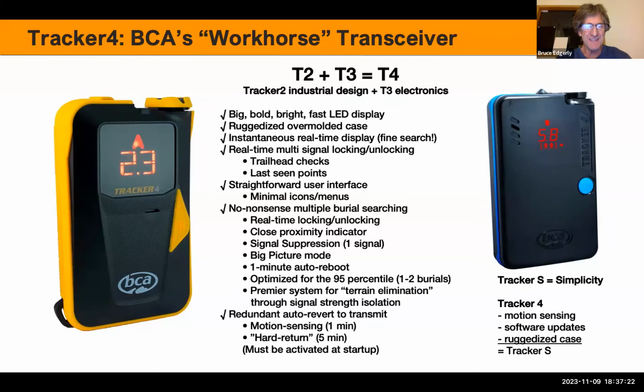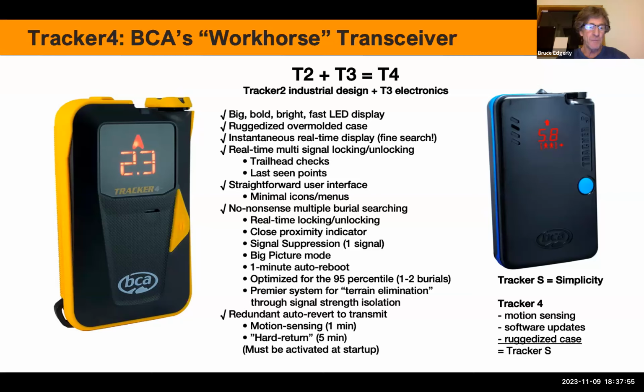So you'll see that the Tracker 4 has a lot of the industrial design of the old Tracker 2. It's really loud, bright. It's got that ruggedized case, but it has the sophisticated electronics of our Tracker 3, which includes things like signal suppression, big picture mode, motion sensing, auto revert, and upgradable software.